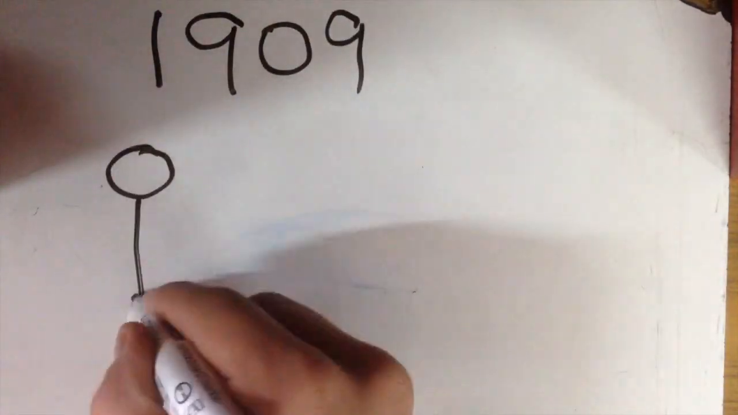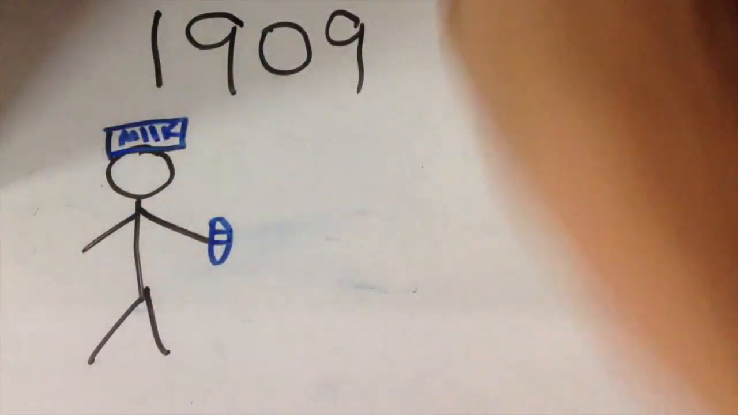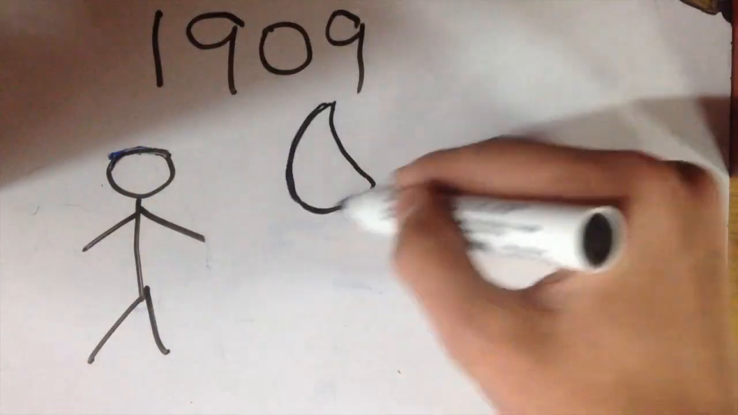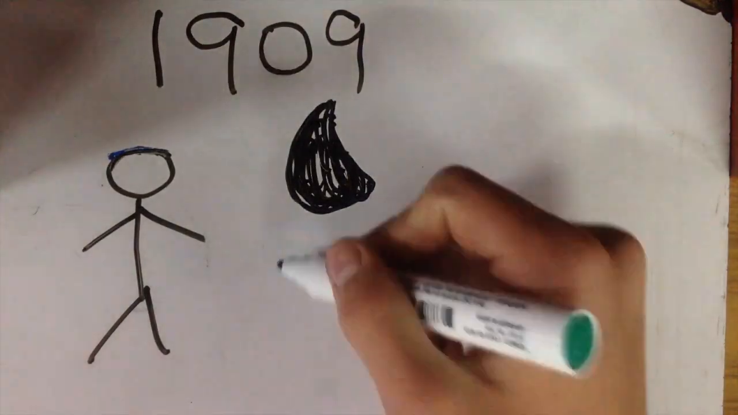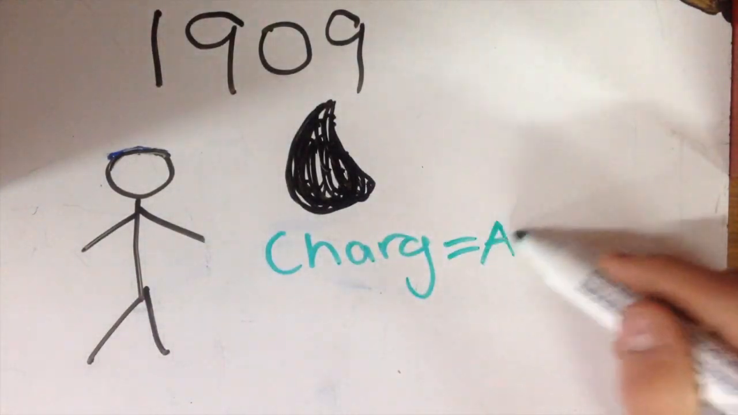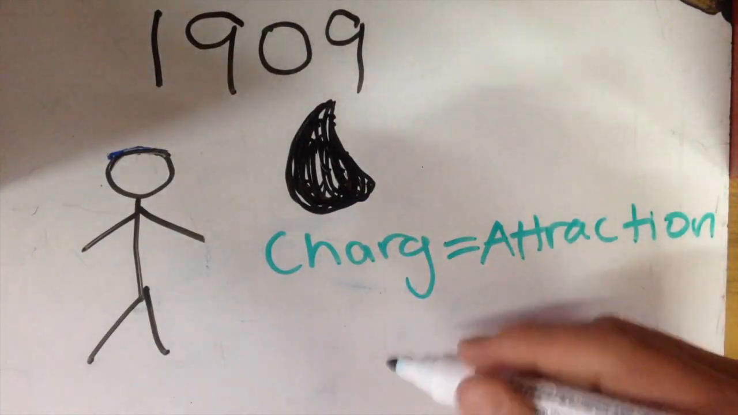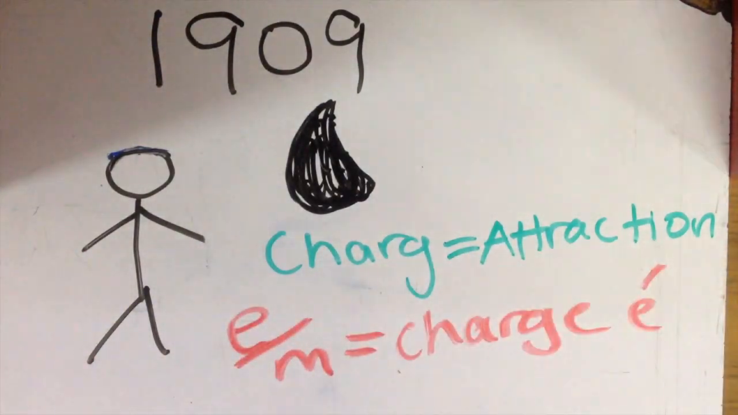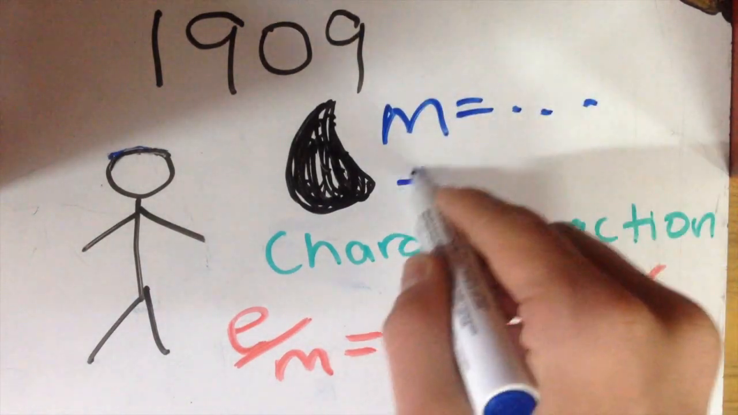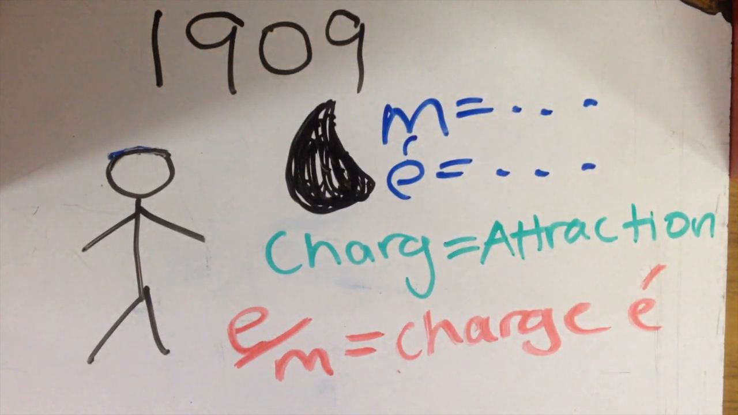Until 1909, Robert Milkman, you mean Millikan? did the oil drop experiment to figure out the measure of electric charge. Using charge equals attraction, E over m equals charge of the electron. Millikan figured out the mass of the droplets and was then able to calculate the mass of electrons.